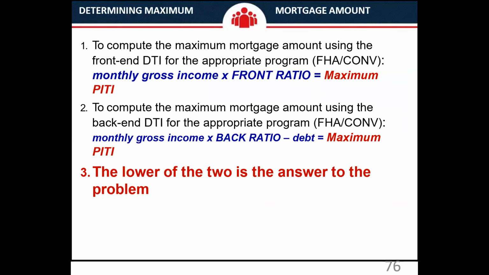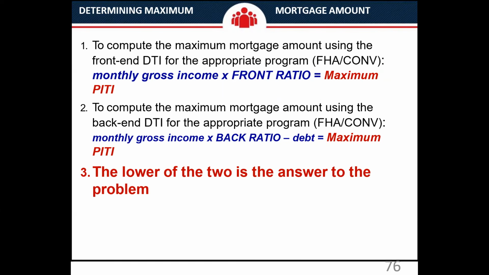It tells you how to compute the maximum mortgage amount, MMA. FHA and conventional loans don't really go by how much you make. They go by how much they're going to finance, for lack of a better word. They compute something called MMA, maximum mortgage amount. Using the front end DTI for the appropriate program, FHA or conventional, the monthly gross income times the front end ratio gives you the maximum PITI.